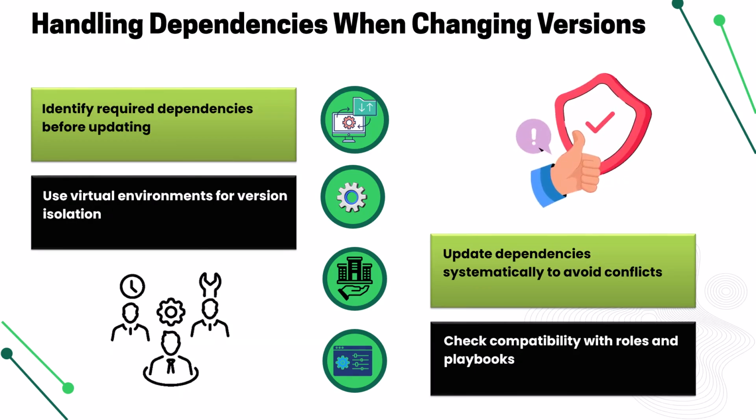Changing Ansible versions isn't just a click-and-go situation. You need to deal with dependencies first. Think of it like swapping out a car engine. You wouldn't want random parts failing later. Virtual environments are your best friend. They help keep different versions isolated, like having separate toolkits for different tasks. Updating dependencies in a structured way prevents compatibility nightmares. And always, yes, always test playbooks after an update.